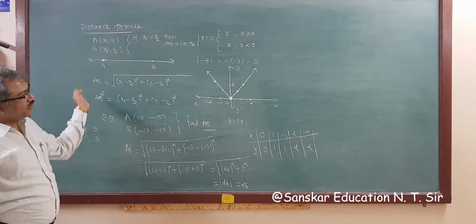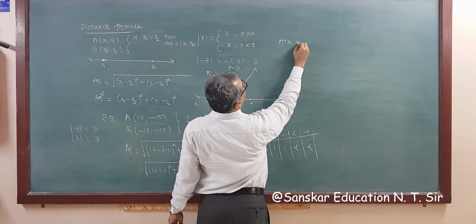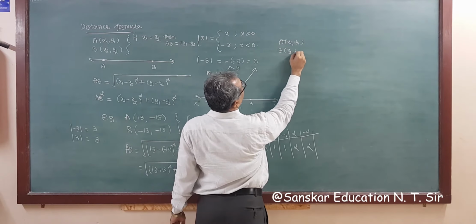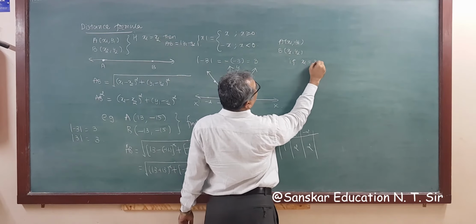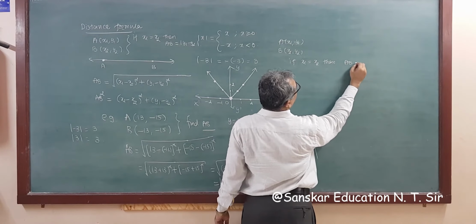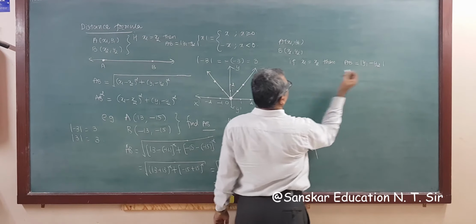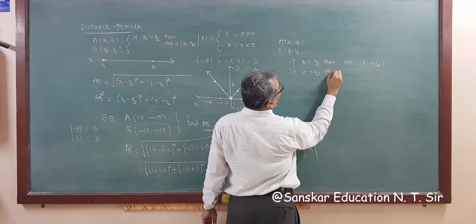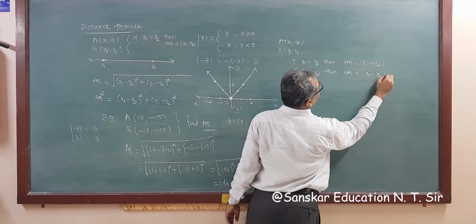You will understand, right? Otherwise I will write it on the side. Okay, let's do this. I am writing here A(x1, y1) and B(x2, y2). Right? If x1 is equal to x2, then the distance between these 2 points is modulus of y1 minus y2, and if y1 is equal to y2, then the distance between these 2 points is modulus of x1 minus x2.